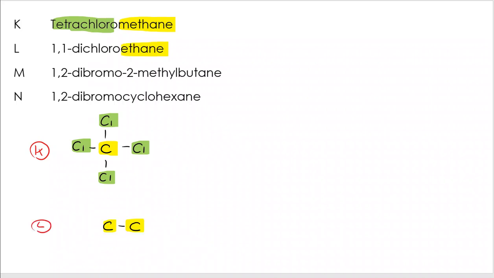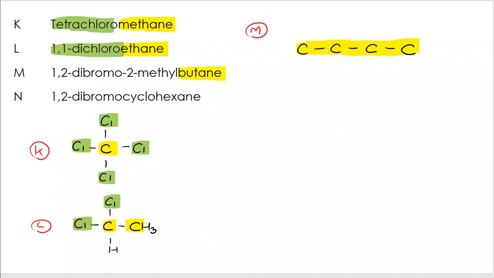1,1-dichloroethane. So eth is 2 carbons. I've got 2 chloros coming off 1 carbon, the first carbon. So I've put those here. And that then allows me to fill in the remainder of the H's that you can see here. If I move on to M, I've got 1,2-dibromo, 2-methyl-butane.